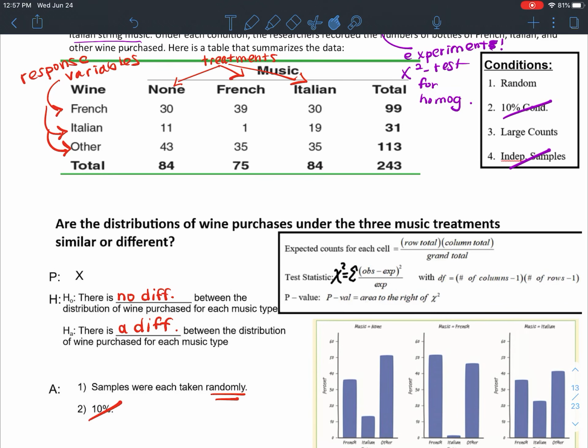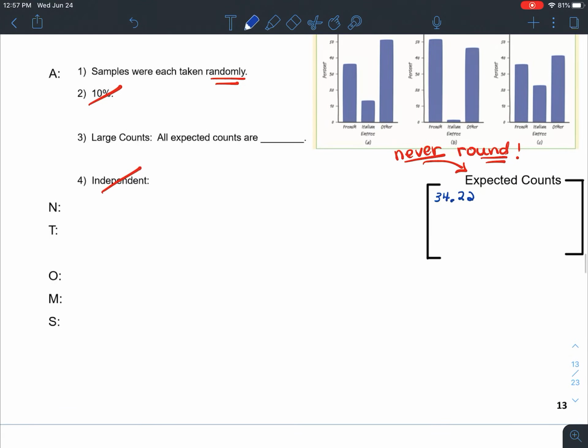Okay, we're going to repeat that same process here. It is row total times column total divided by grand total. So for French music playing and French wine purchased, I'm doing 99 times 75 and dividing that by 243. Okay, and that gives me 30.56. Okay, I'm going to go ahead and go through and fill these in, but you get the idea that it is row total times the column total divided by the grand total.